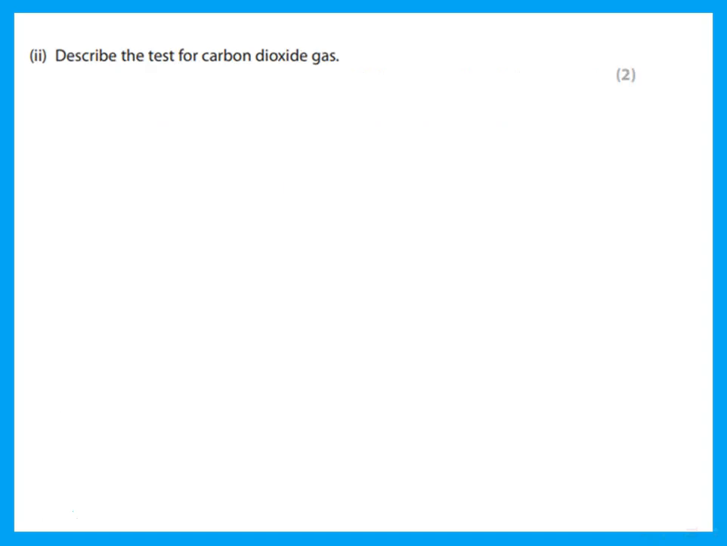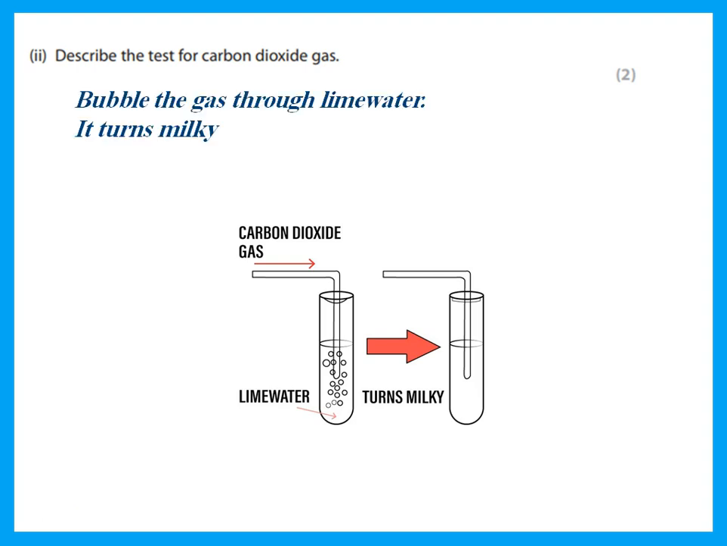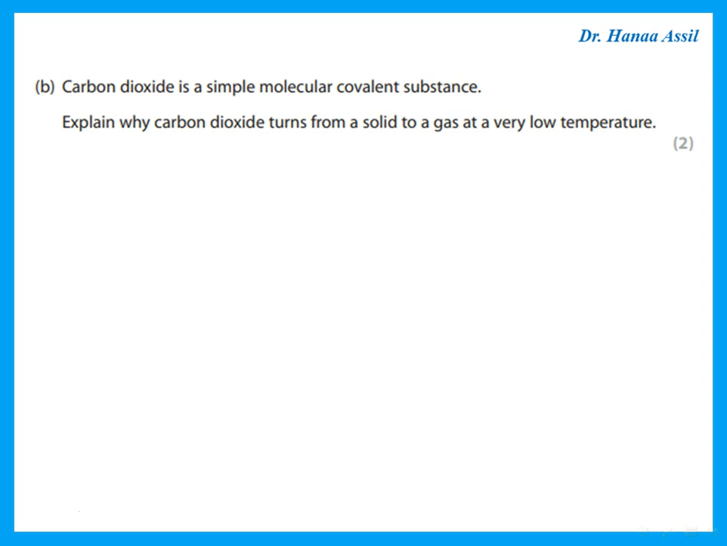Describe the test for carbon dioxide gas. What was the test for carbon dioxide gas? Bubble the gas through lime water, it turns milky. Carbon dioxide is a simple molecular covalent substance. Explain why carbon dioxide turns from solid to gas at a very low temperature.